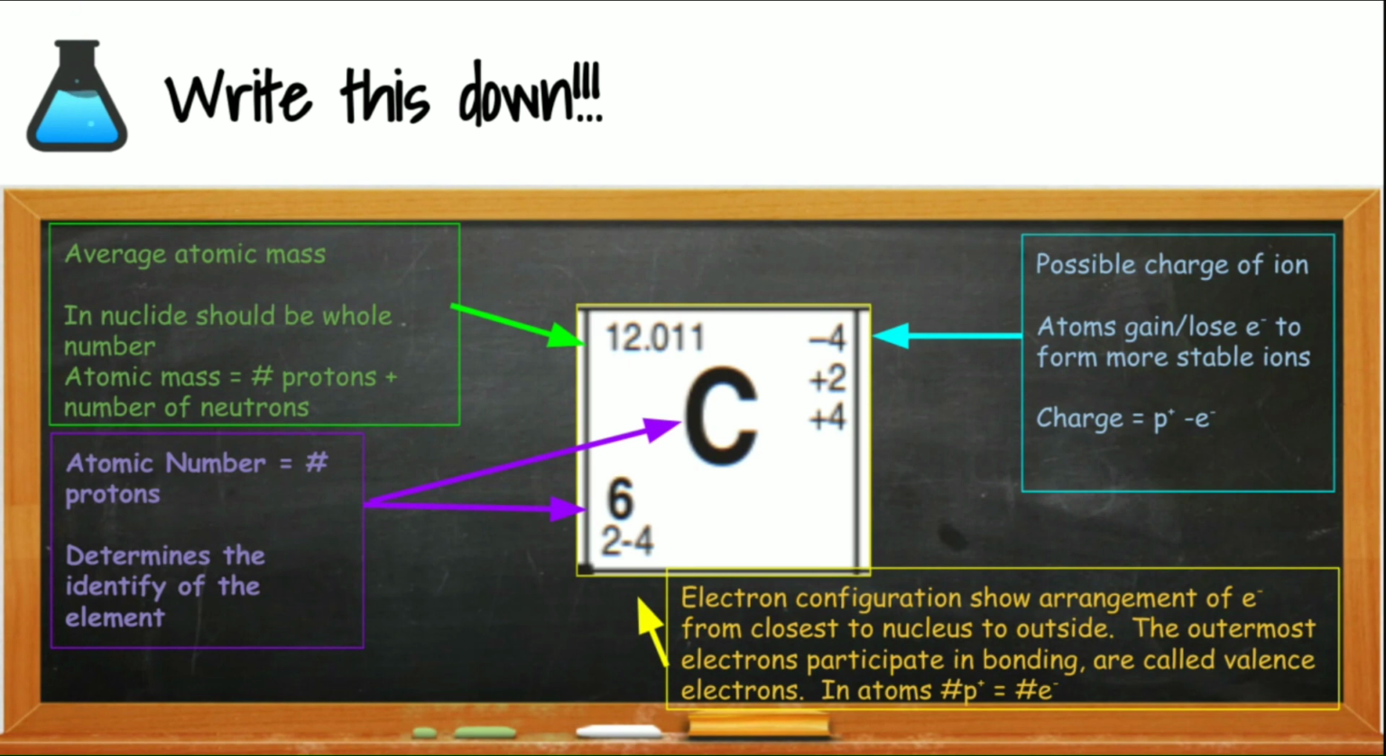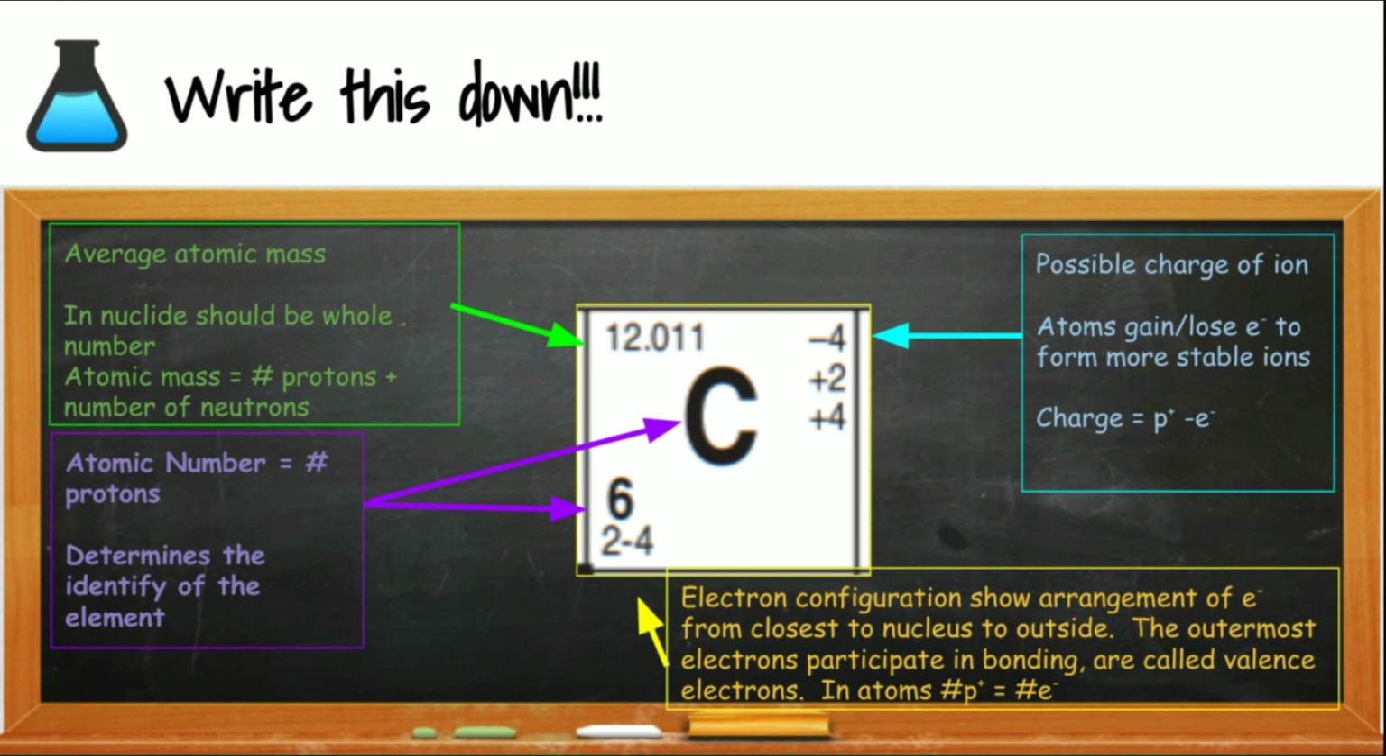The last variable that could be on a chemical symbol is its possible ion charge. The key on the reference table calls the possible ion charge the selected oxidation state.